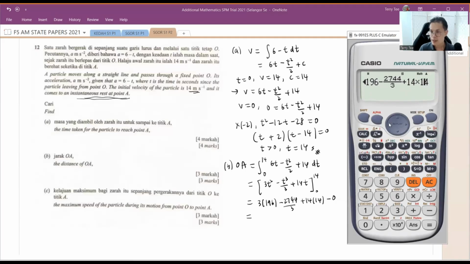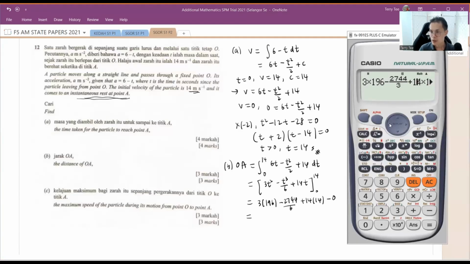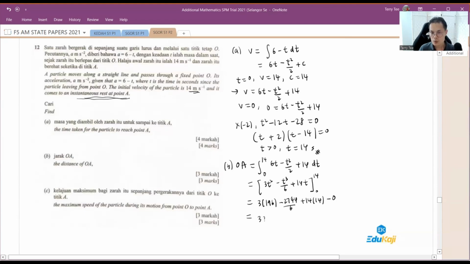Oh, sorry, this is 6. I wrote this wrongly. When you increase the power, 3 over 3, this is 6, guys. Okay, so let's just count. All right, I got 326 2 over 3.